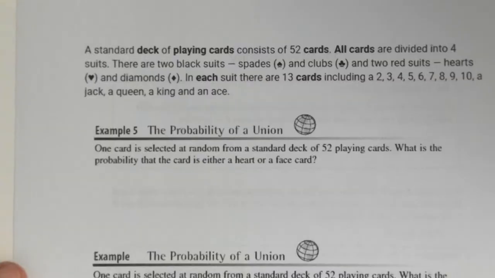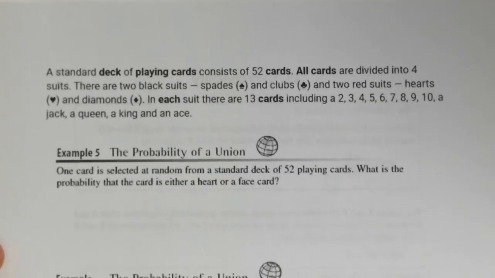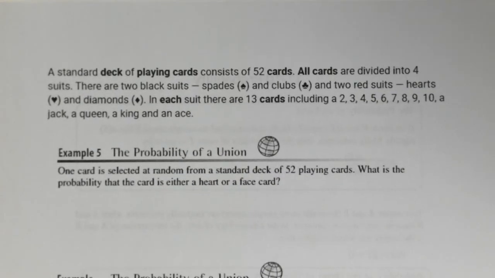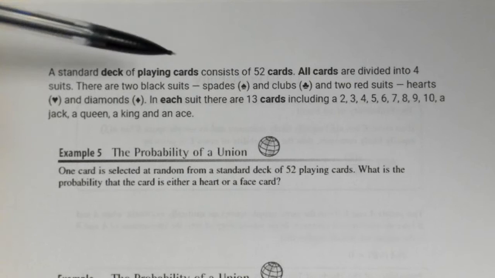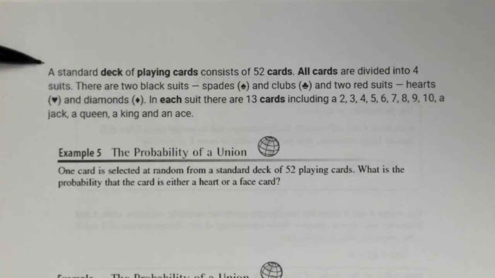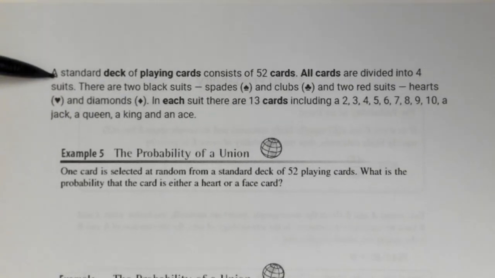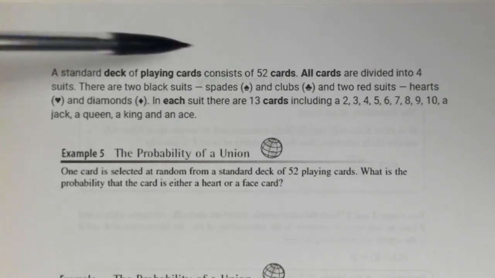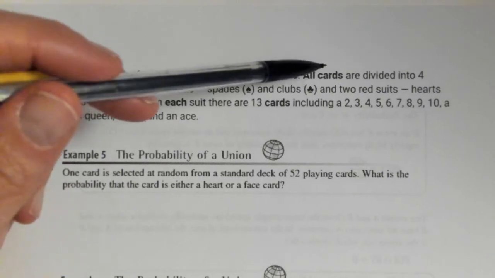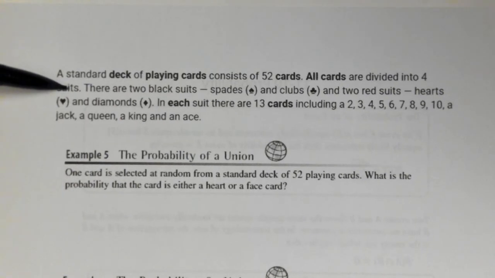Okay, now a lot of probability questions have to do with choosing cards, so it's important to know how many cards there are of each type. So I'll put this up here for those of you who are not familiar with a standard deck of playing cards as to what the numbers are. So a standard deck has 52 cards. The cards are divided into 4 suits, right?